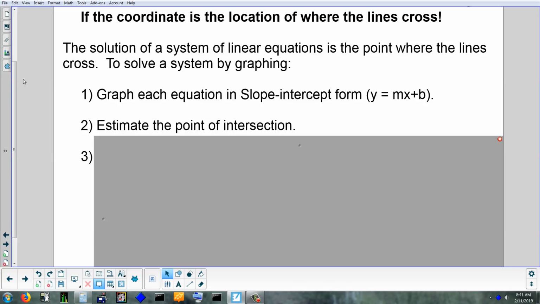So this is new now, that we have to find the coordinate. Before we gave it to you in examples 1a and 1b. Now we have to find it. So we have to graph the two lines and figure out where they cross.